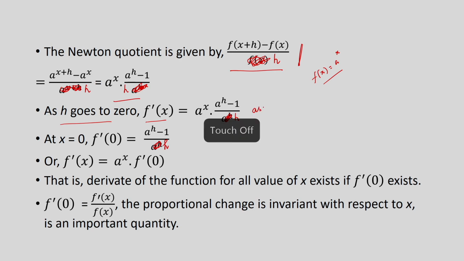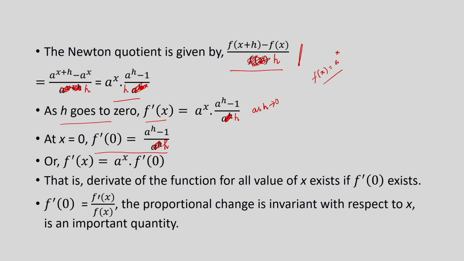So, as h goes to 0. Now, at x is equal to 0, so I just substitute a 0 in place of x. Therefore, on the left hand side I will get f dash of 0, and on the right hand side I will get a to the power 0, which is 1, multiplied by (a to the power h minus 1) divided by h. So, this is the expression for f dash of 0.